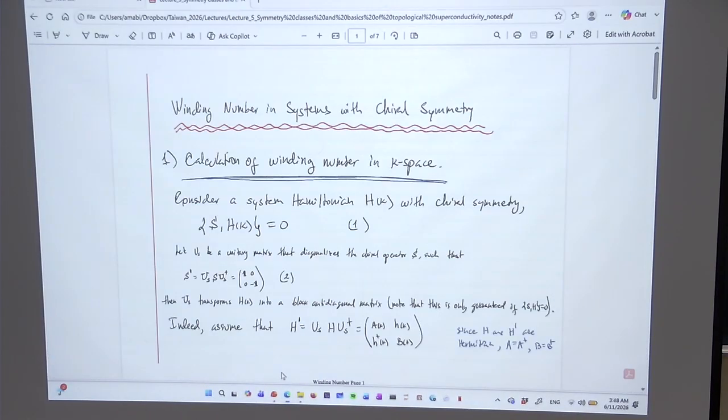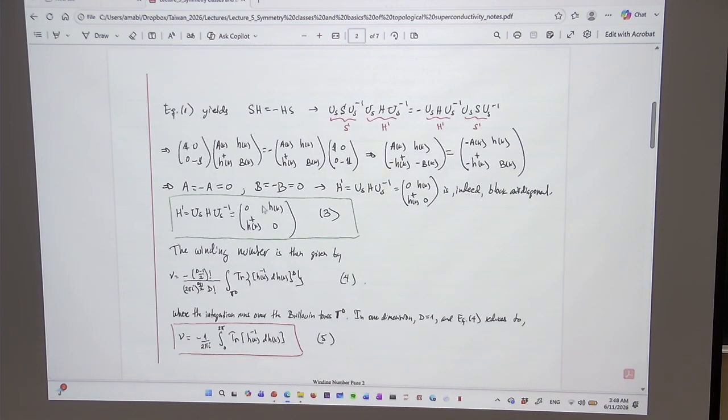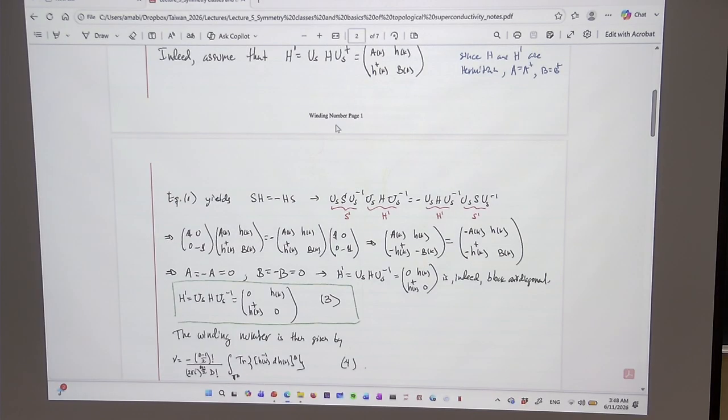Let me just switch here for a moment. I won't go through all these details, but I have some notes about this, and here there is a demonstration of how you can do that. I will post this so you can have a look at this at home.